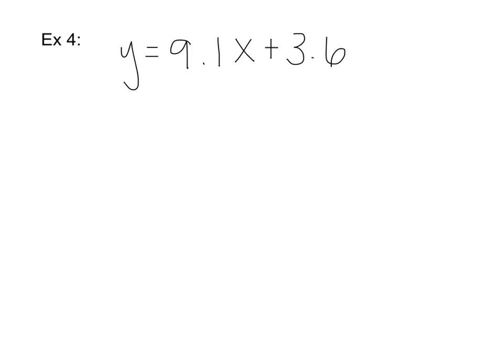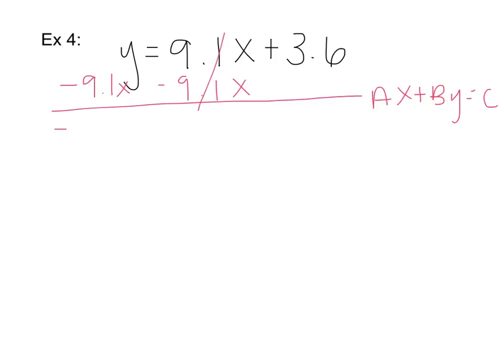Now let's look at how we write this in standard form when we are given a decimal. So I have y equals 9.1x plus 3.6. So let's first bring our x to the other side because it needs to be in the form ax plus by equals c. So since it's positive 9.1, we are going to subtract 9.1. So that gives me -9.1x plus y equals positive 3.6.